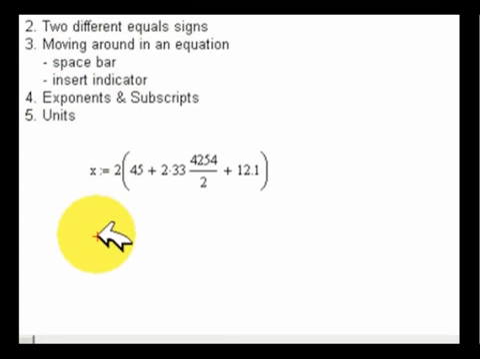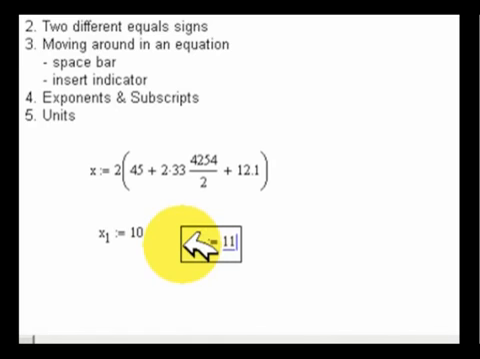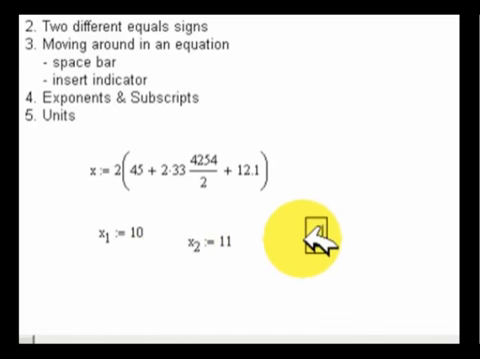Exponents and subscripts. So that's very common. What if I want to say x1, x2, x3 equals? Okay, x, and the way you get a subscript is the period sign. So x period 1, that gives me x1. I can say that equals 10. I can make an x2, x period 2 equals 11. I can make an x3, x period 3 equals 12.